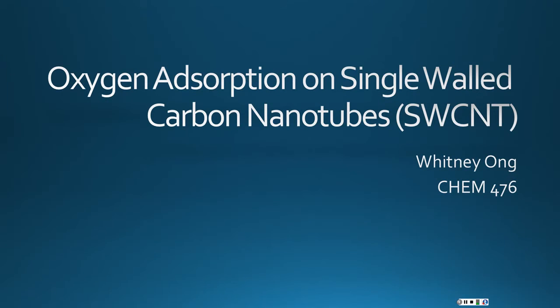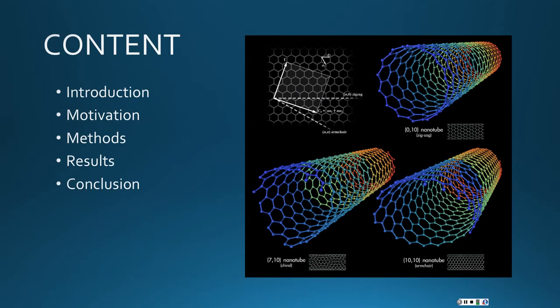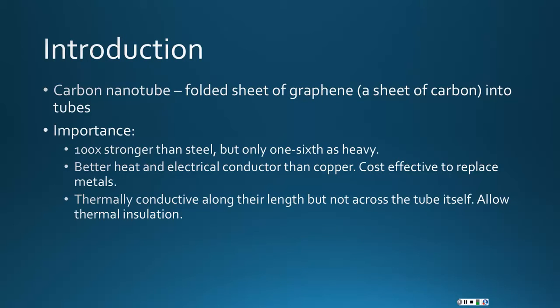Hi, I'm Whitney. Today I'll be talking about oxygen adsorption on single-wall carbon nanotubes. First, I will go through the introduction and the motivation of this project, and then I'll talk about the methods, results, and finally the conclusion. So first off, the introduction. A carbon nanotube is a folded sheet of graphene, or a sheet of carbon.